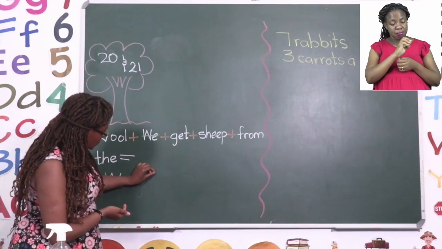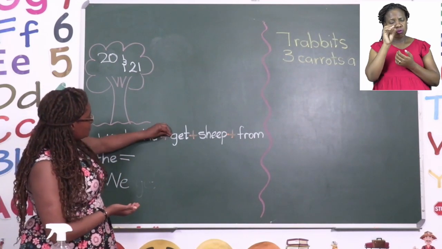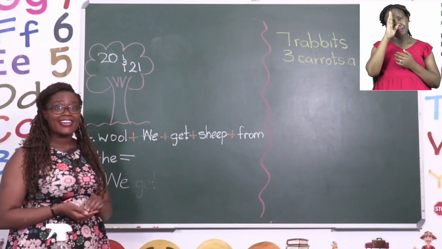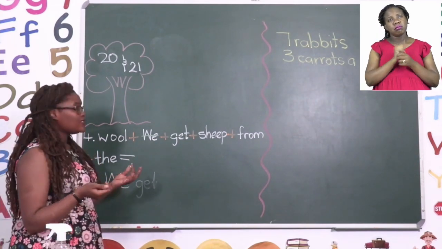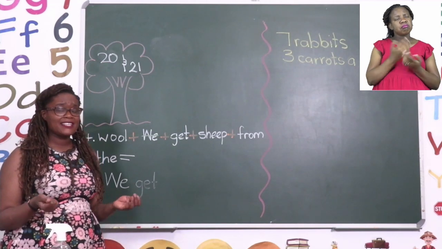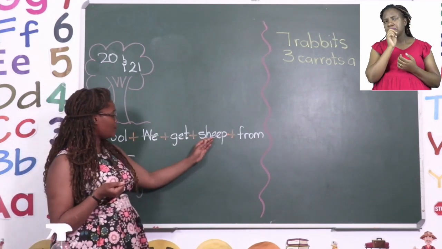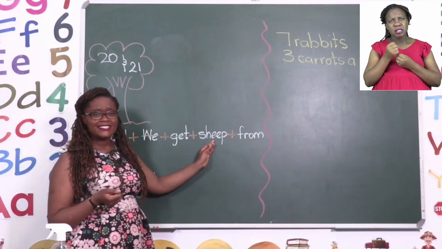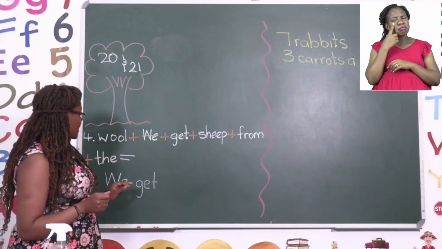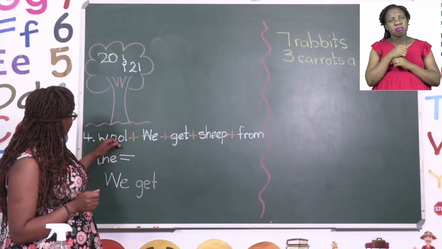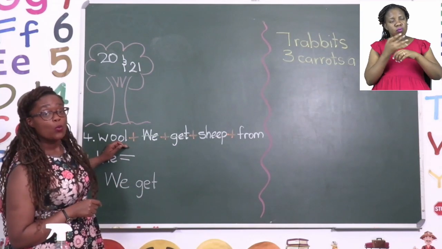So far, we have 2 words that we have written, we and get. Don't forget to cross it out so you don't try to use it again. The next word that we have is, what do we get? That means that it needs to be a noun. We get sheep. While we do get sheep, it is correct, but let's try and look for something else. We get wool. Wool sounds correct. So go ahead and write wool.